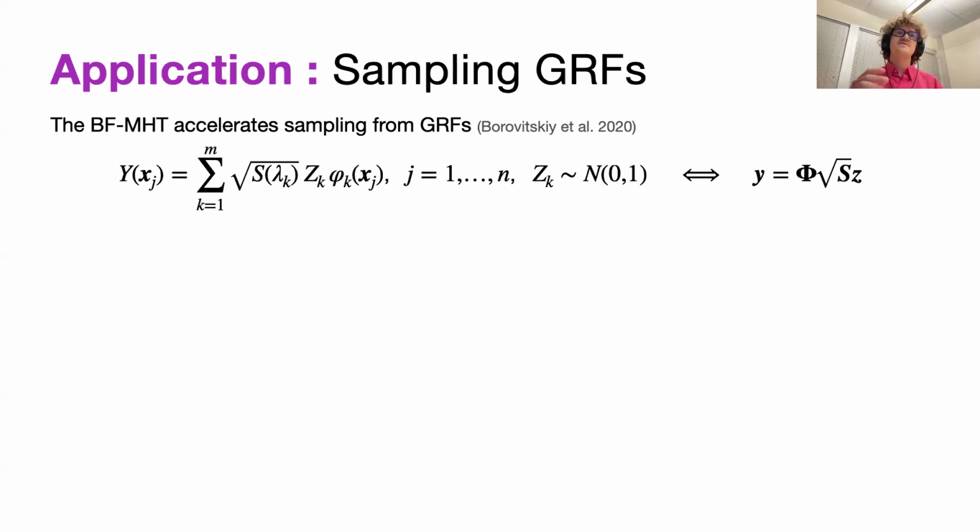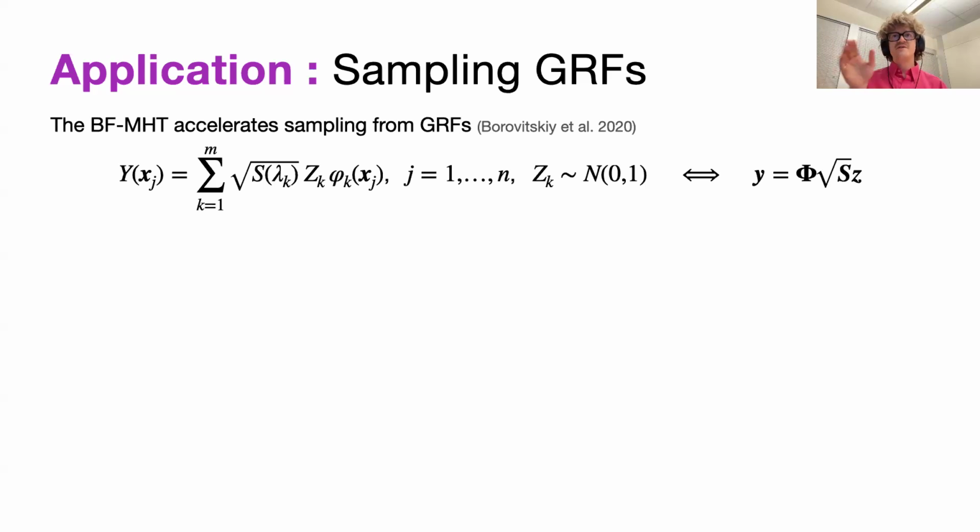So this butterfly accelerated manifold harmonic transform helps us to accelerate sampling from Gaussian random fields using this construction by Borovitsky et al., where we use this truncated Karhunen-Loeve expansion. So the idea is to say our random field y is equal to a superposition or a linear combination of these eigenfunctions phi k, with random amplitudes scaled by the spectral density S applied to the corresponding eigenvalue lambda k, right?